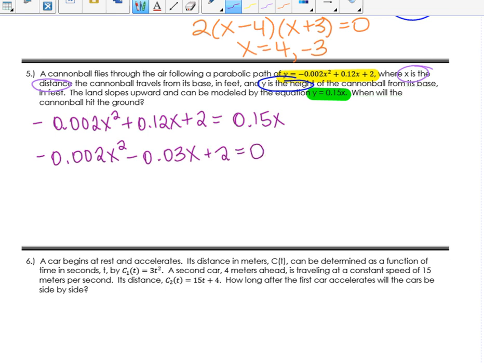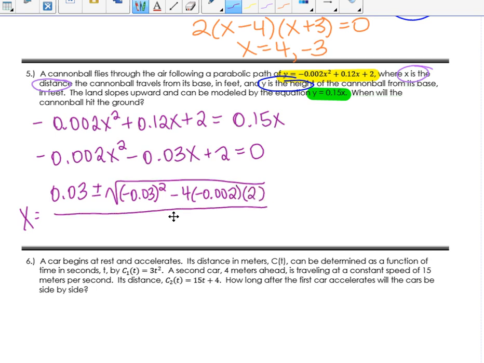Now, you guys could have brought everything over to the other side to make your x squared positive. That's totally fine. I honestly just didn't think about it. You guys, I'm going to look at this and think quadratic formula. So, x equals, the opposite of b is 0.03 plus or minus the square root of b squared minus 4 times a times c all over 2 times your a.